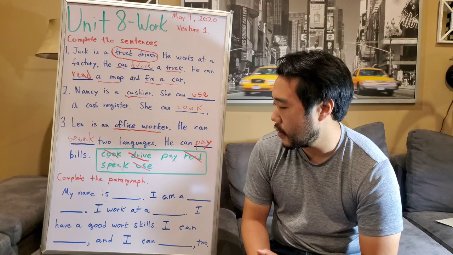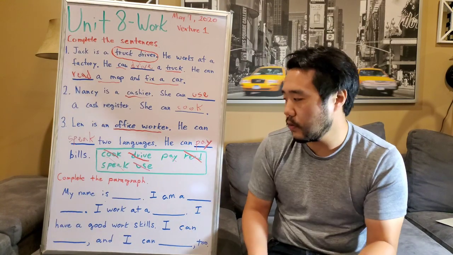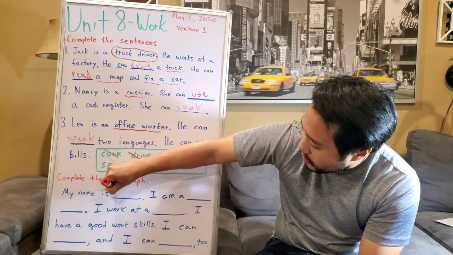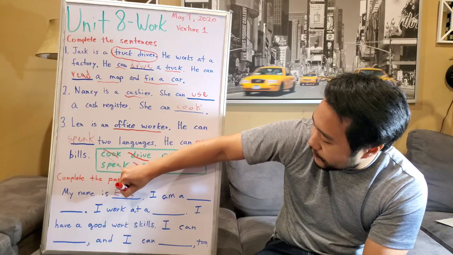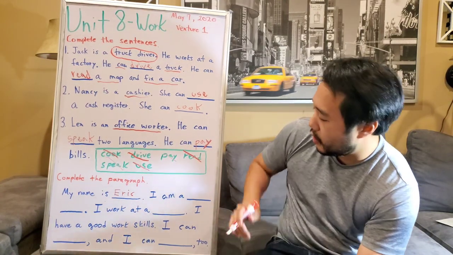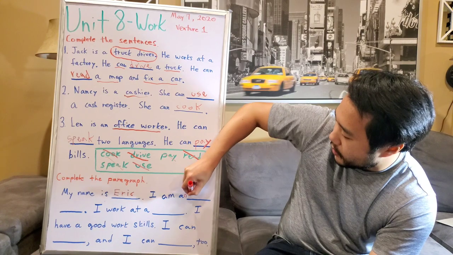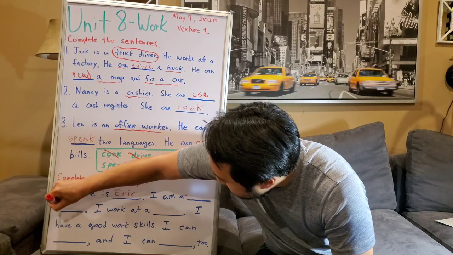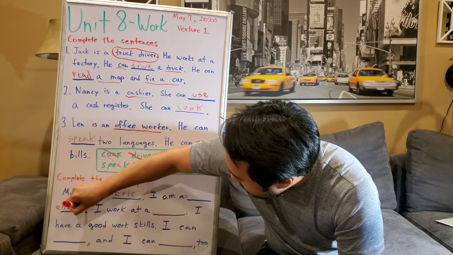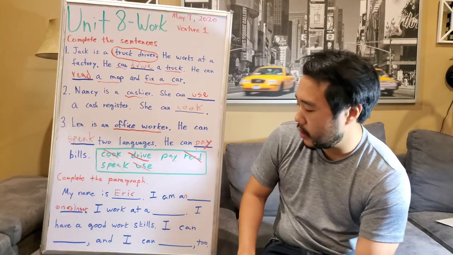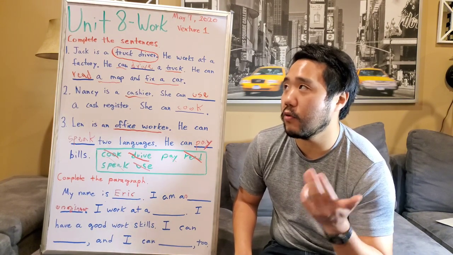So here I'm just going to make up an imaginary person's occupation. I'm going to say, my name is Eric. I'm making this up, okay? Eric. I am an engineer. I work at a, what's the famous engineering company that everyone would know?